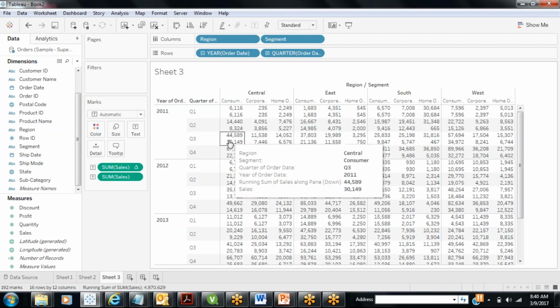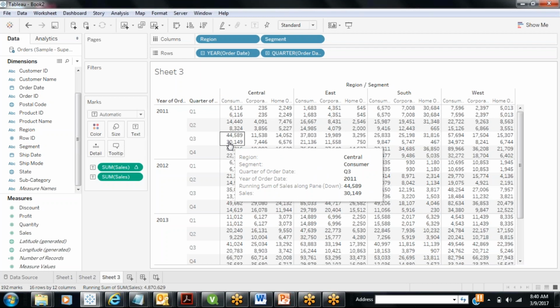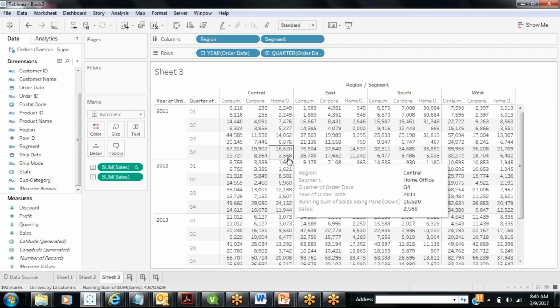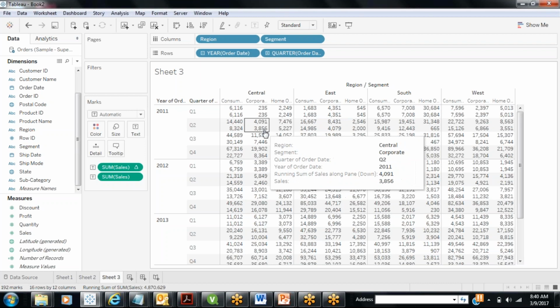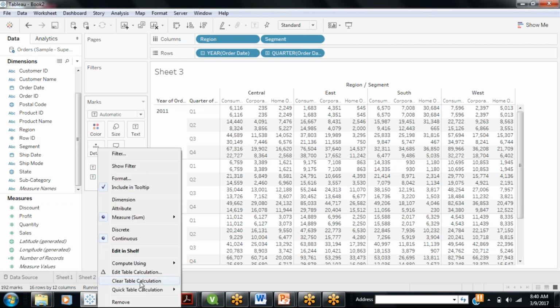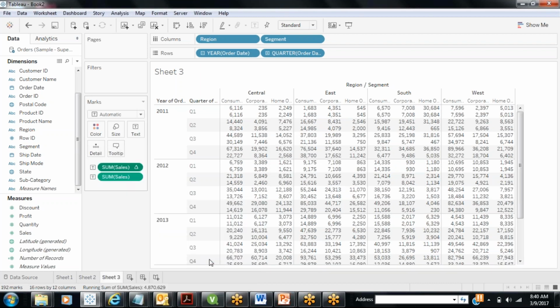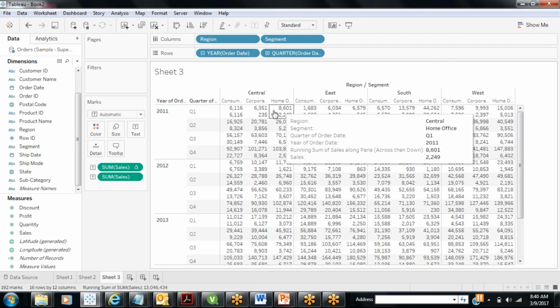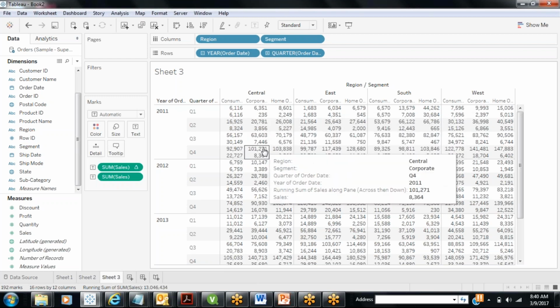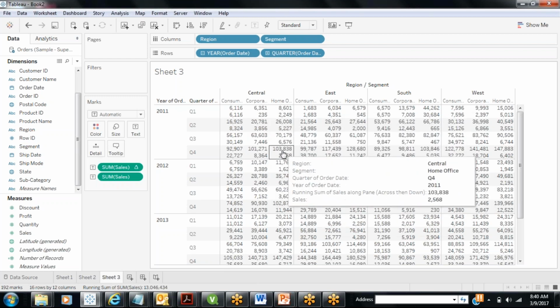So the pane down. And now I wanted to see the complete year. So at this point, what is mine? So then pane across then down. So what I do? Pane across then down. So it goes here and comes here, and addition it comes here. So now end of this year for all this region it is 103.